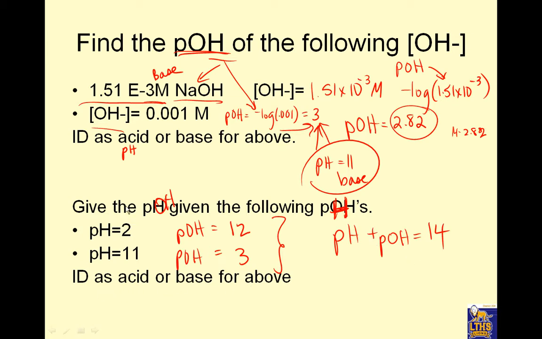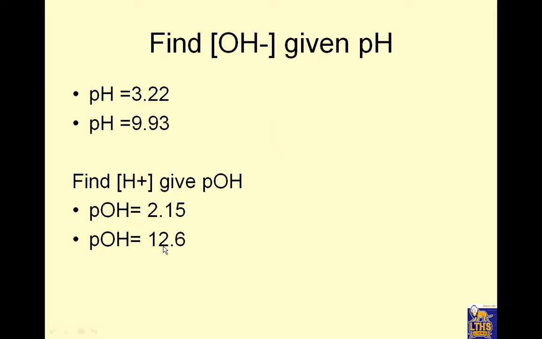Identifying acid or base: well, if the pH is 2, it's an acid. If the pH is 11, it's a base. You don't have to know pOH to do acid or base. Find the hydroxide given the pH. All right, so we want to do something different here. We want to find hydroxide concentration.